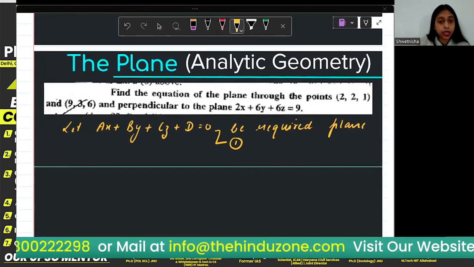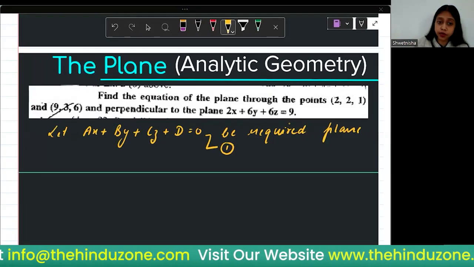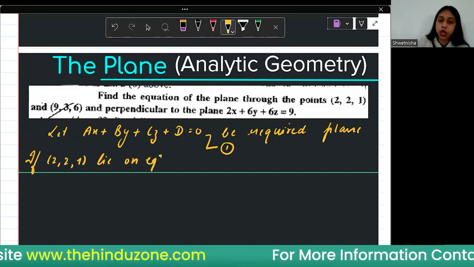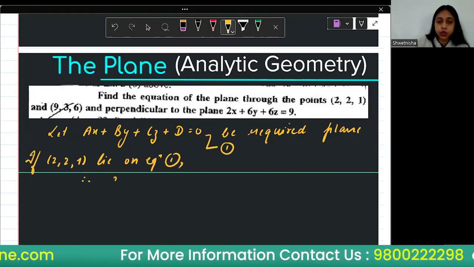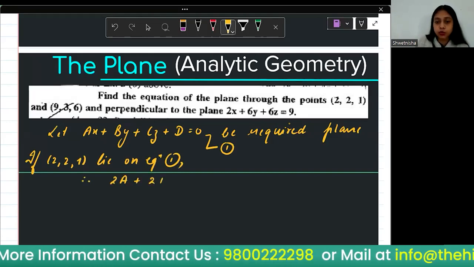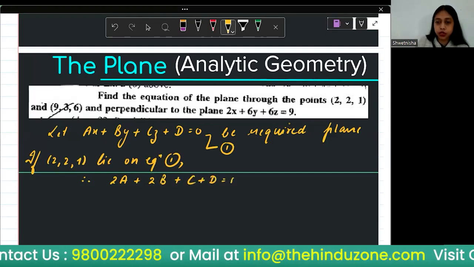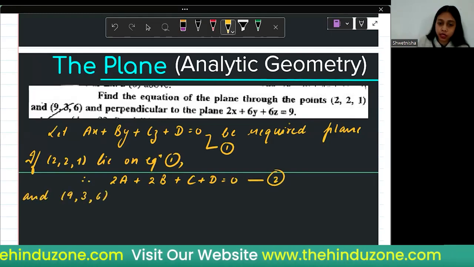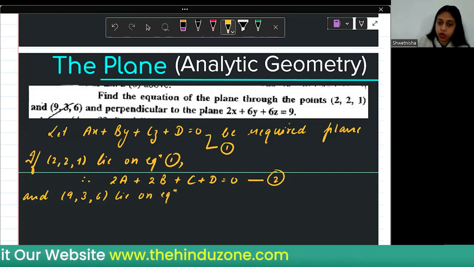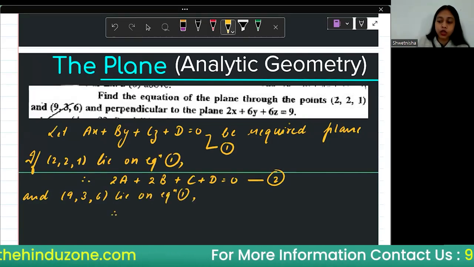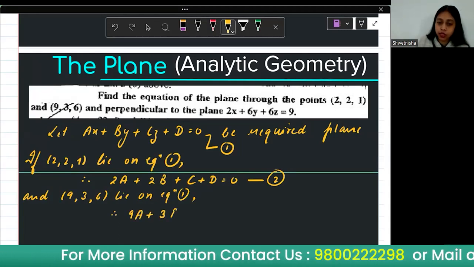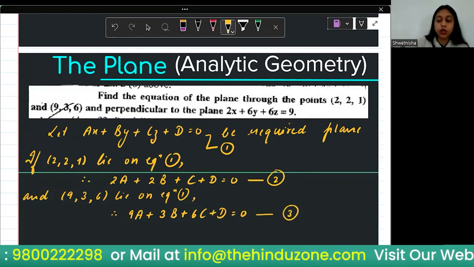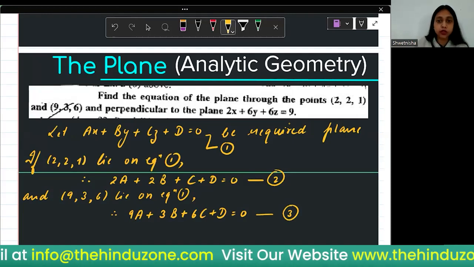Since (2, 2, 1) and (9, 3, 6) lie on the plane, they will satisfy the equation of the plane. So if (2, 2, 1) lies on equation 1, then 2A plus 2B plus C plus D equals 0, and (9, 3, 6) lies on plane 1, therefore 9A plus 3B plus 6C plus D equals 0. What are the direction ratios of plane 1? That is capital A, capital B, capital C.